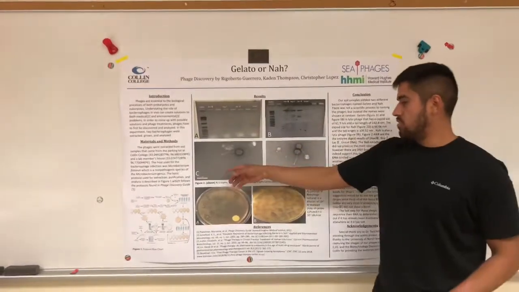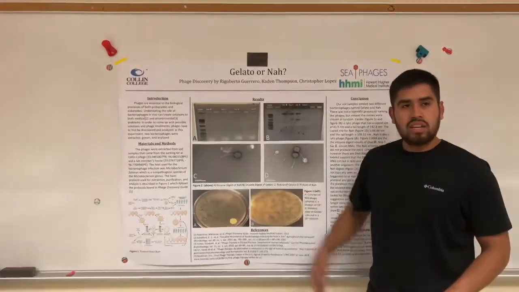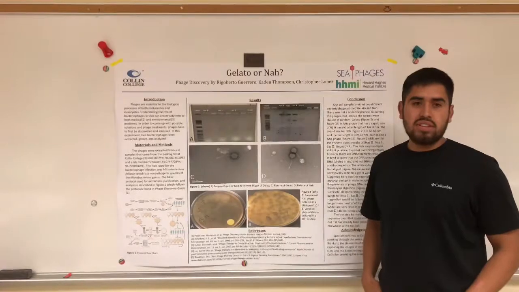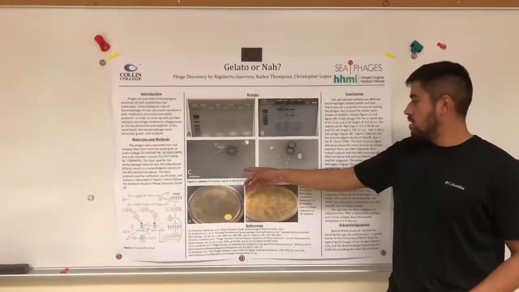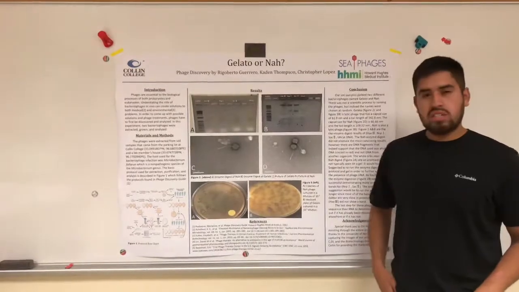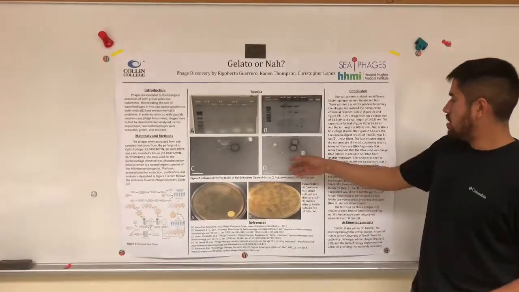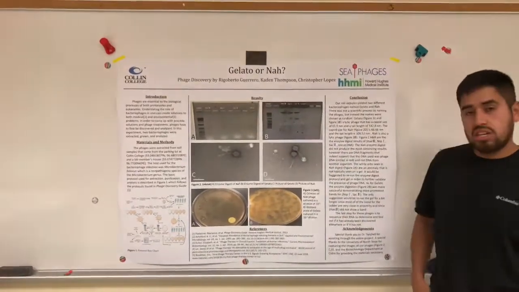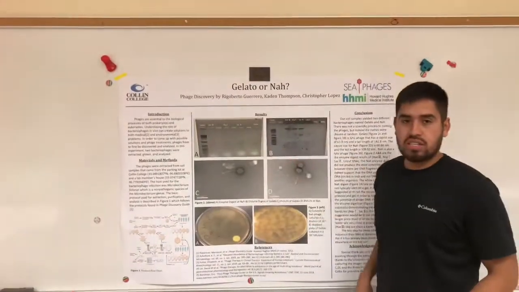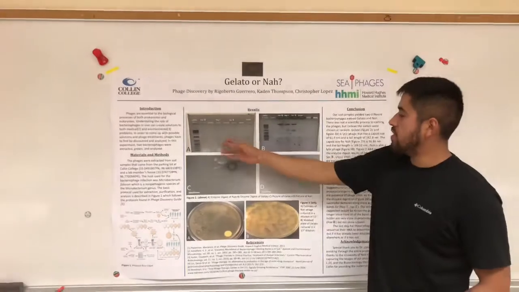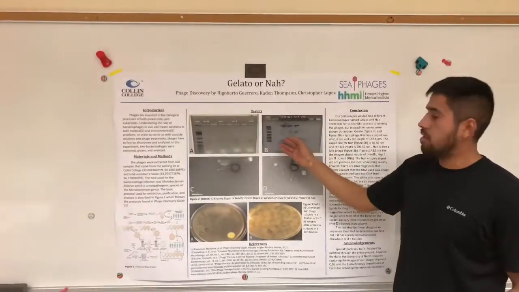As for Gelato, which is figure 2C, the capsid size was 67, which is a little on the shorter side. However, the tail was 142, which is on the longer side, compared to Nah, which the tail length was 110, which is really on the short side. So what figure A and B show us is our enzyme digest. Figure A is Nah and figure B is Gelato.